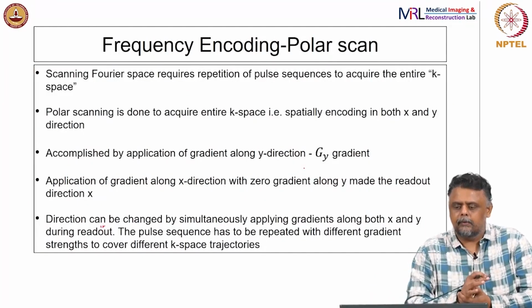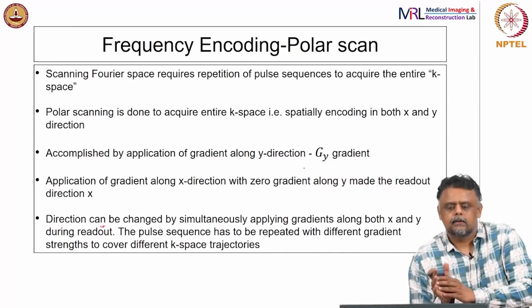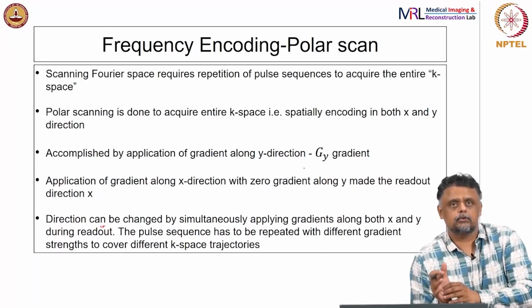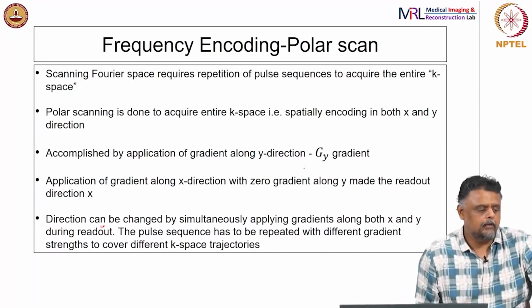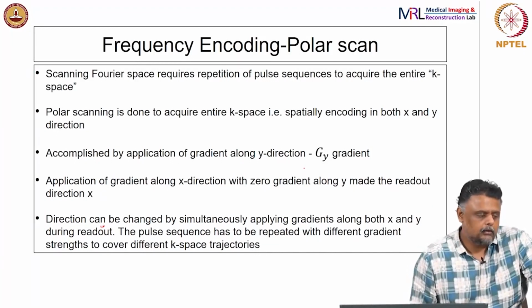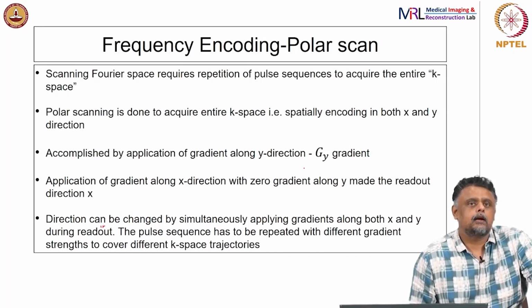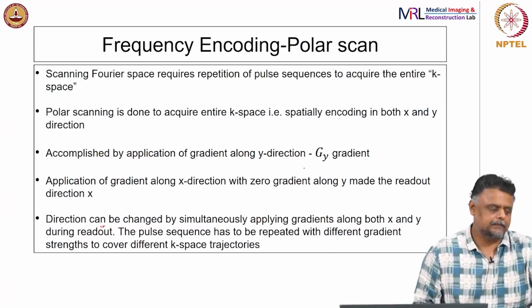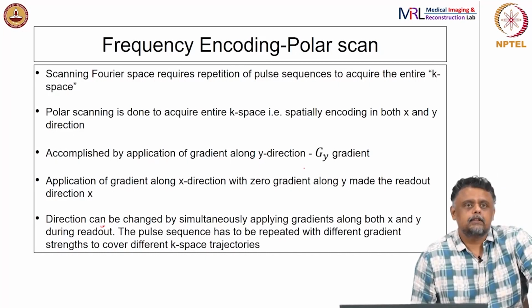So, here just to summarize again, scanning the Fourier space requires the repetition of pulse sequences, like we saw, because we only have v equal to 0. So, we have to scan for different values of u and v in order for us to get to the appropriate positions in K space. Okay. So, this is accomplished by an additional gradient along the y direction, it is called a Gy gradient.